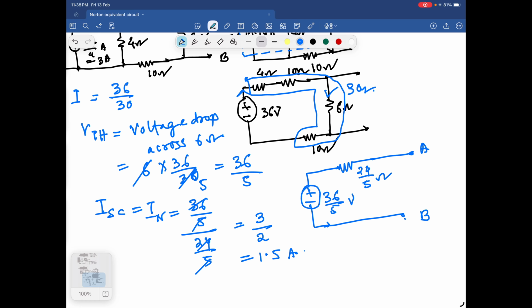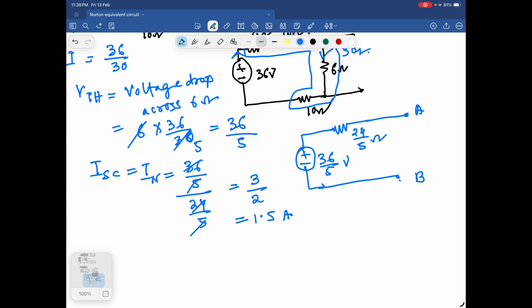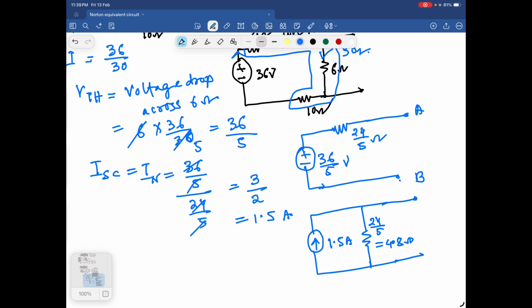Now you draw the Norton equivalent circuit because you have ISC and RN both. So in the Norton equivalent circuit, this IN will be ISC. This is 1.5 ampere and the equivalent resistance RN is equal to 24 by 5. This is equal to 4.8 ohms. This is your desired answer.